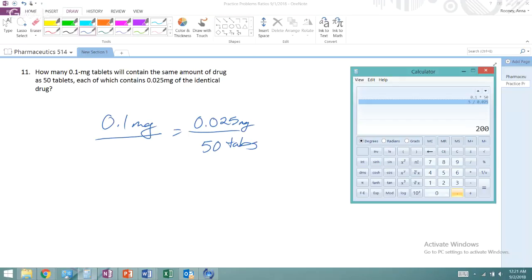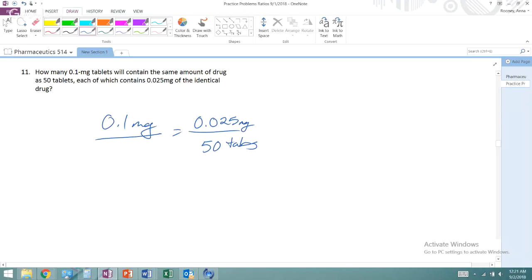Okay, brain, something is off. All right. So 50 times 0.25 divided by 0.1. I set that up wrong. Okay. This is not how you're supposed to set it up. I'm going to completely erase this. Okay.